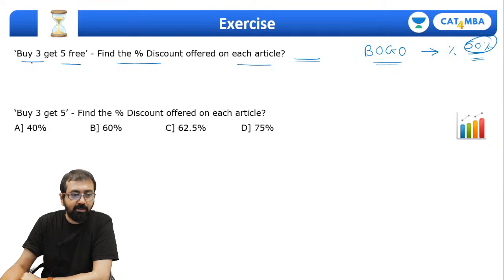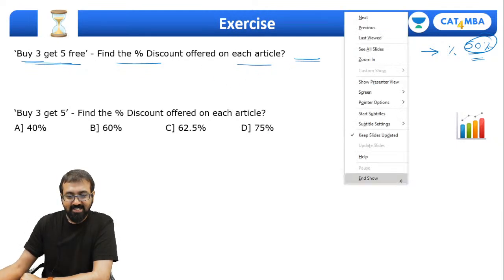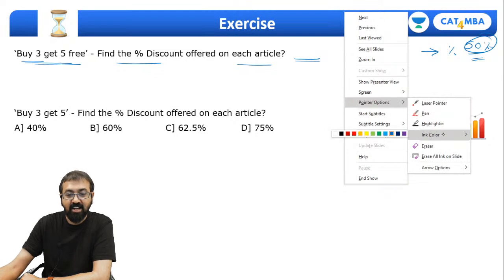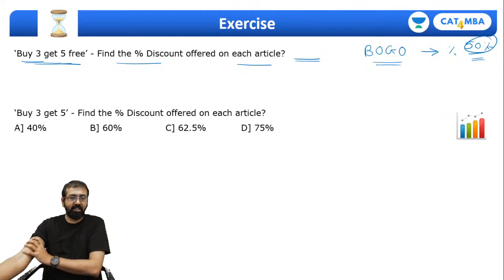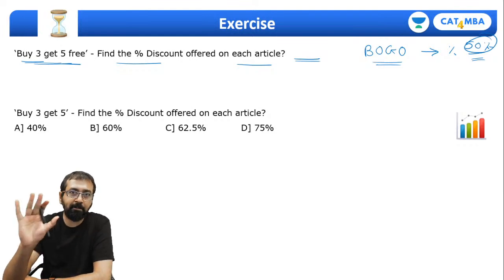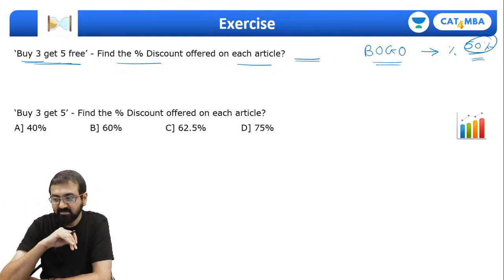Now can you tell me what is the discount offered when we get this offer, buy 3, get 5 free? Any answer for this one? This is slightly tricky, guys. Many students make mistakes. Akash says 100% discount. Akash, 100% discount doesn't happen. 100% discount means everything is free. You don't get everything free, right? You actually pay something.